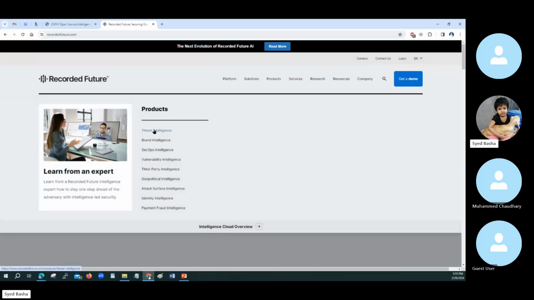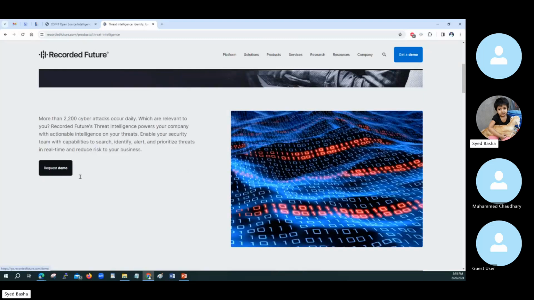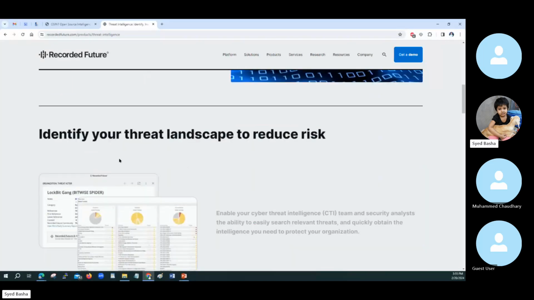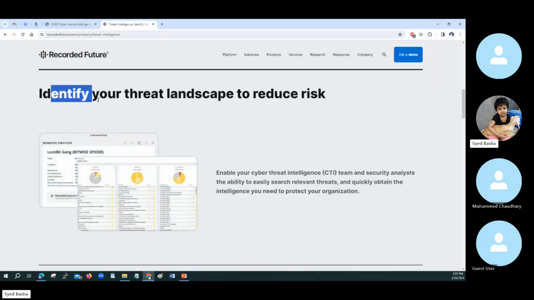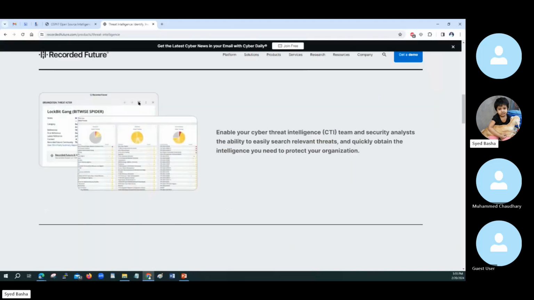Yeah, threat intelligence. This is one of their products: threat intelligence, brand intelligence, and they have so many things. You can get the threat intelligence. You can identify your threat landscape to reduce your risk. So this is how they give you the intelligence.